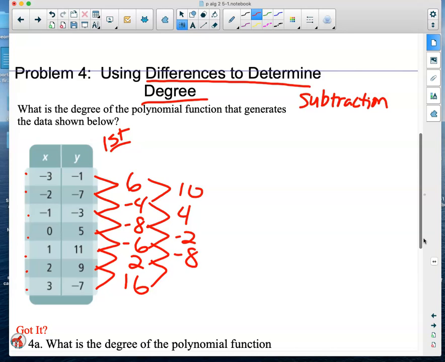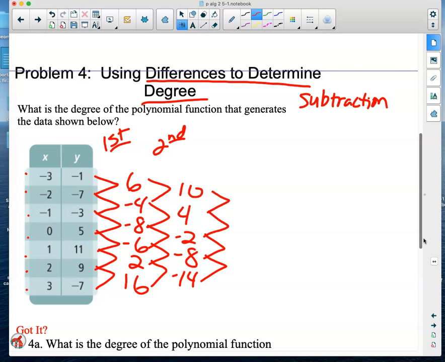2 minus 16 is -14. That is not the same number. Look at this list vertically. It's not the same: 10, 4, -2, -8, -14. That was the second difference. So this is not a quadratic because those numbers did not come out to be the same. Let's try again.